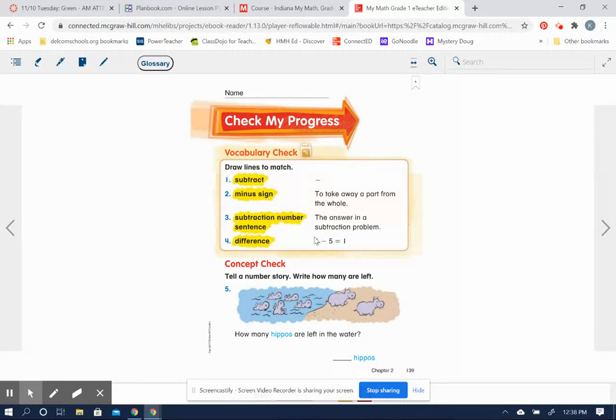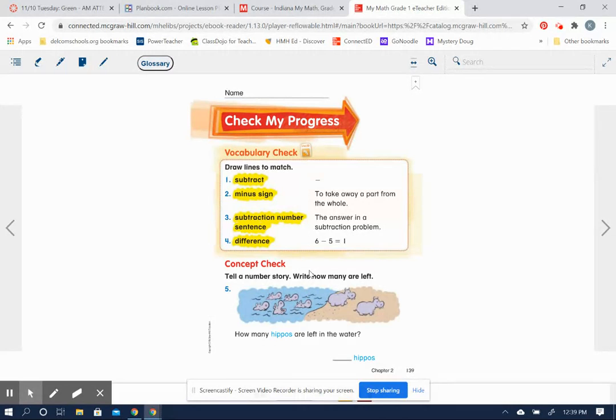And the last one right here, what is this? 6 minus 5 equals 1. This is subtract. This is a minus sign. This is a subtraction number sentence, or this is the difference. Okay, I'm going to go ahead and move on. If you have any questions about that, your parents can reread that for you.